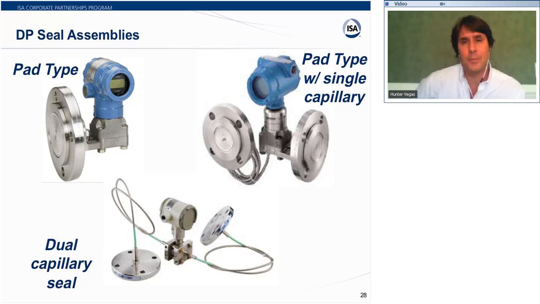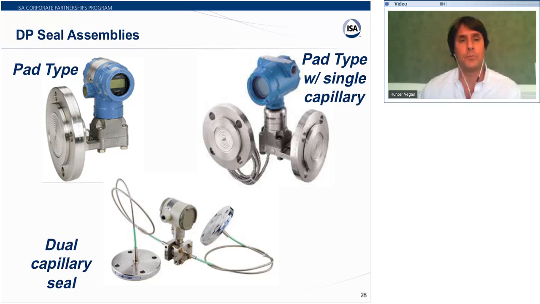The next type is a pad type with a single capillary seal. In this case, you've got the same pad type seal on the high side, and the low side has a remote seal connected to the transmitter via a capillary, which can be a few feet long, can be multi-feet, 25, 30 feet long even.